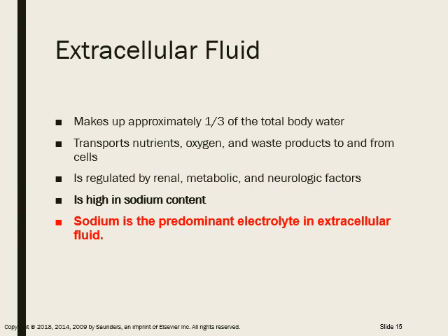In your textbook on page 439, you will find table 25.3. Again, this lists the body fluid distribution for your review. The extracellular fluid makes up approximately a third of the body water. It transports nutrients, oxygen, and waste products to and from cells. It is regulated by renal, metabolic, and neurologic factors. The extracellular fluid is high in sodium content. Therefore, sodium is the predominant electrolyte found in extracellular fluid.